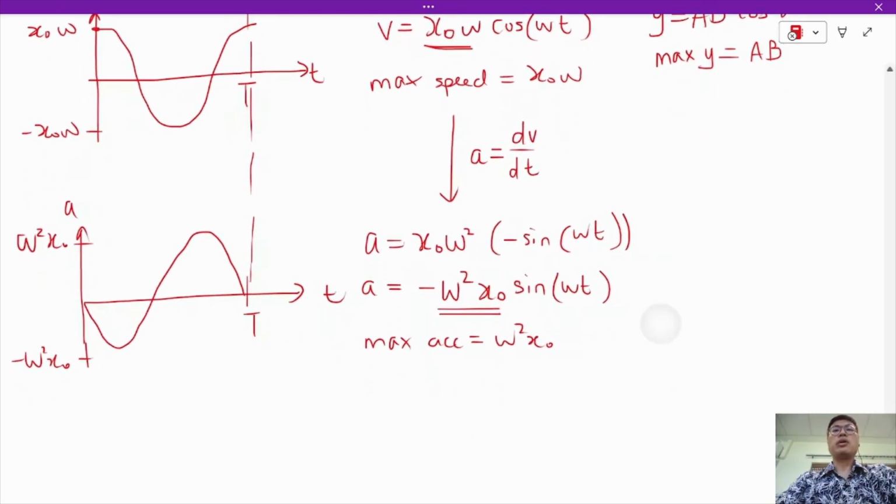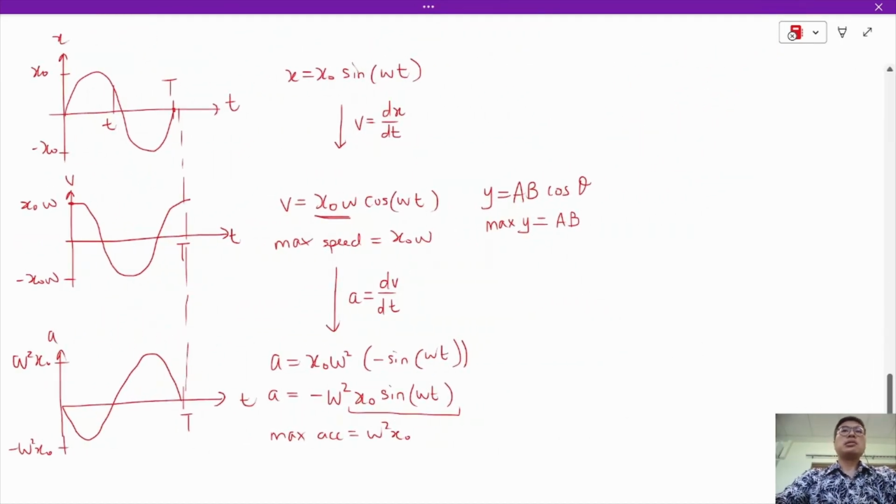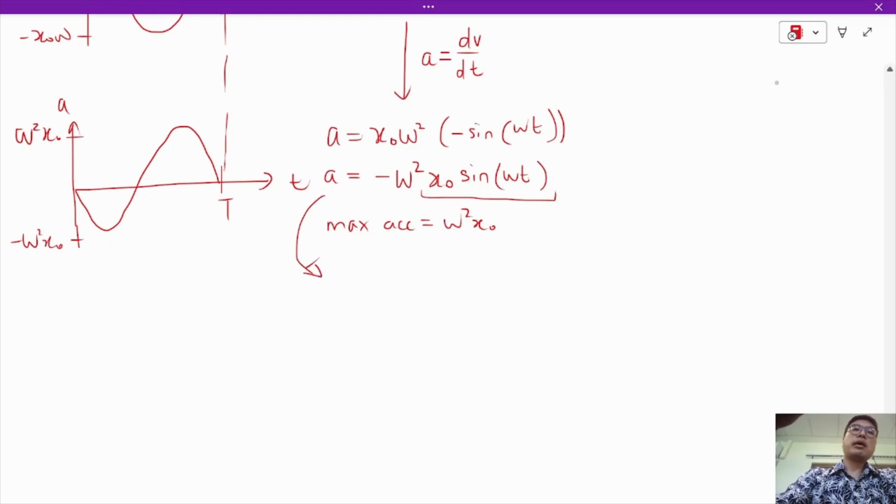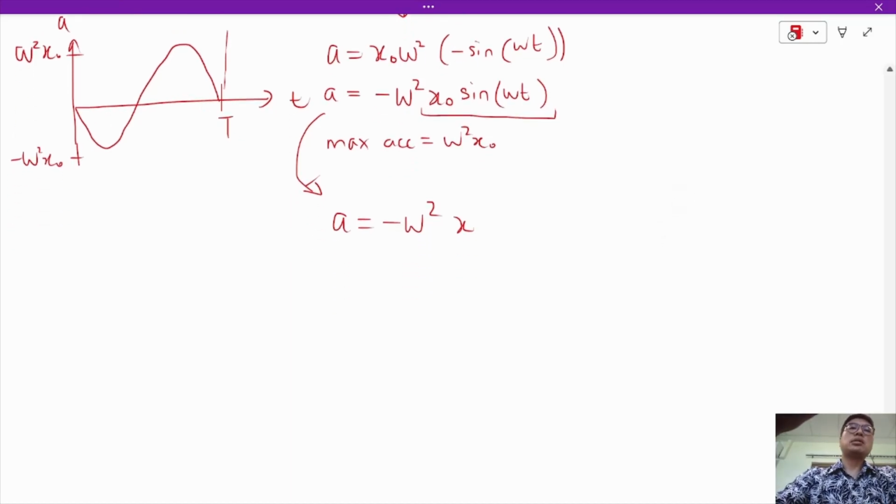Now, I want you to look very carefully at this part of the equation. This part of the equation is x naught sine omega t. Have we seen it before? Yes, we have. x naught sine omega t is displacement. So we can also simplify this equation to be a equals minus omega squared x. Wow, what does this mean? Now remember that acceleration is the second derivative of the displacement with time. So that means to say we differentiate displacement twice.